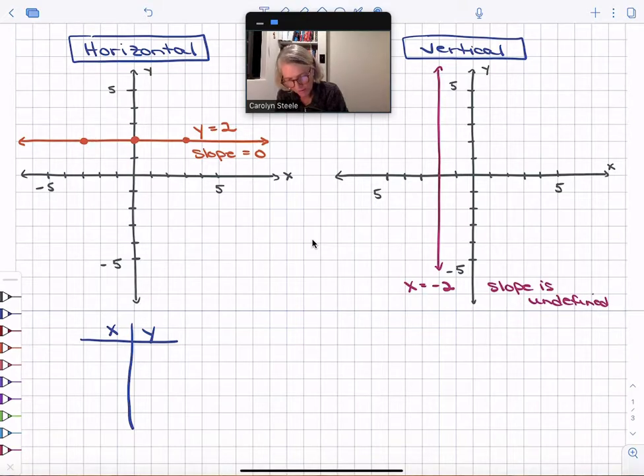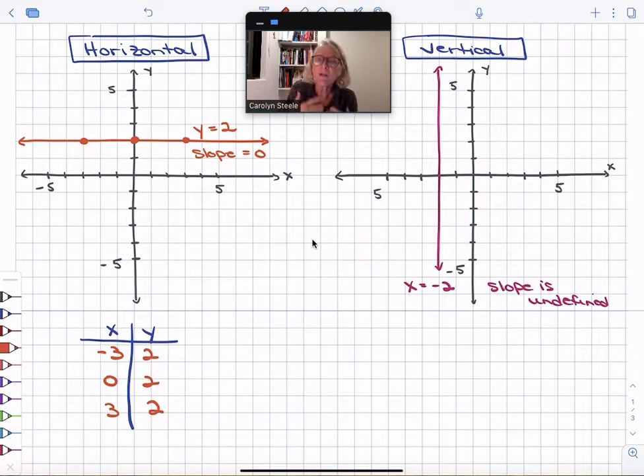Now, I'm going to look at each of these points and think about the coordinates. This first point, the x value is -3, and the y value is 2. For the middle point, the x value is 0, and the y value is 2. And for the rightmost point, the x value is 3, and the y value is 2. So I look at this and I go, guess what? Whatever the x value is, the output is always 2. And that's why the equation is y equals 2.